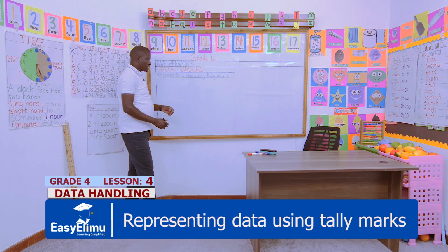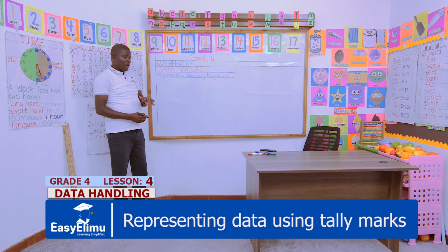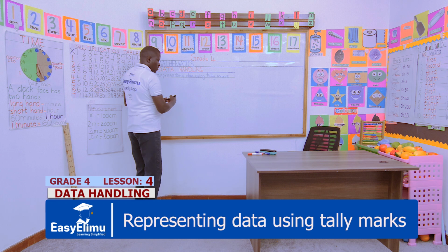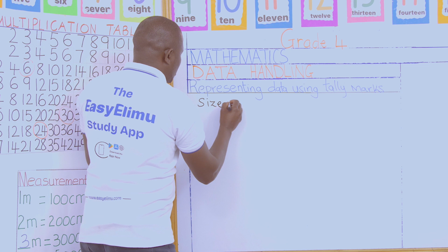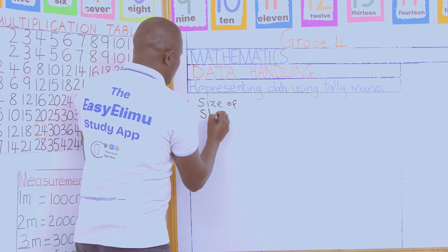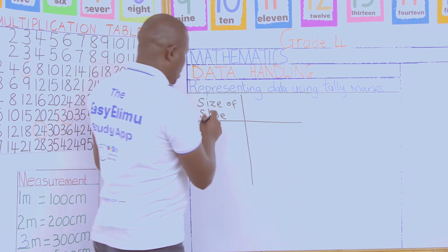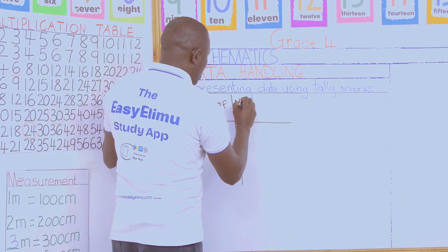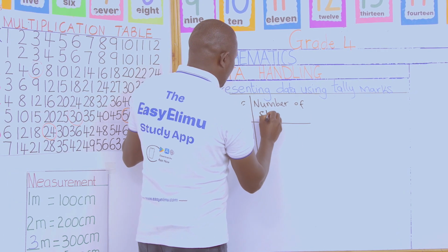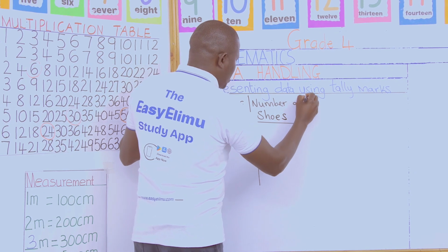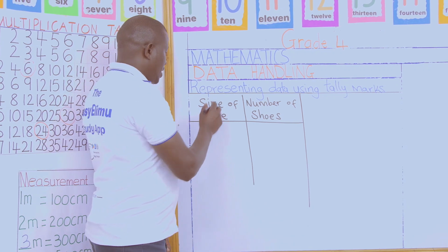Today's data is the shoe size, the size of the shoe we wear, and the number of learners who wear that shoe. So we have the size of shoe, and the number of shoes that lie in that category. The size of the shoe and the number of shoes. This is what we have now as our data.